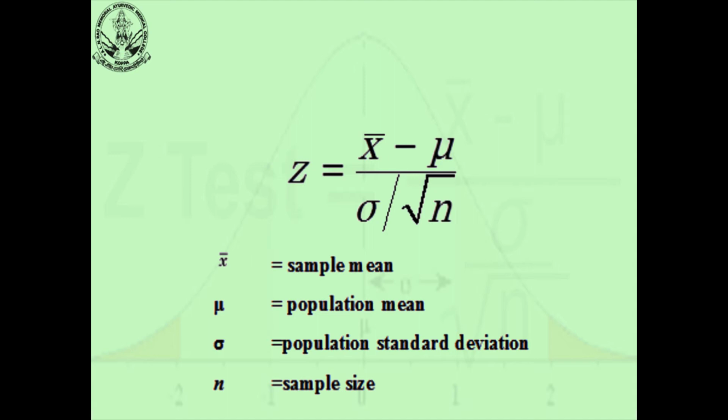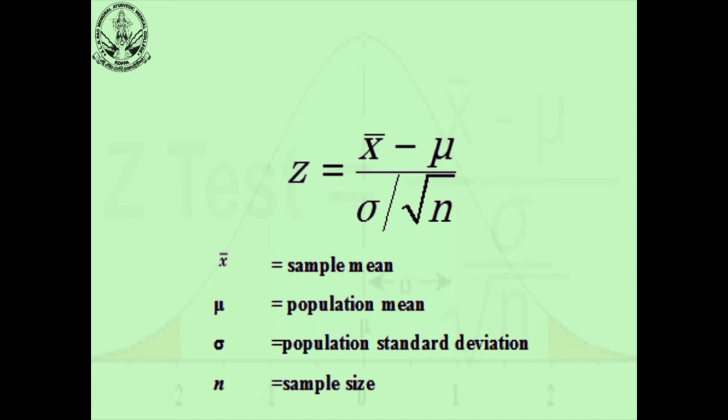So here we will see what's exactly happening. This is the formula given for the G test. G is equal to x bar minus mu divided by sigma divided by the square root of n, where x bar is the sample mean, mu is the population mean, sigma is the population standard deviation, which is known to us, and n is the sample size.